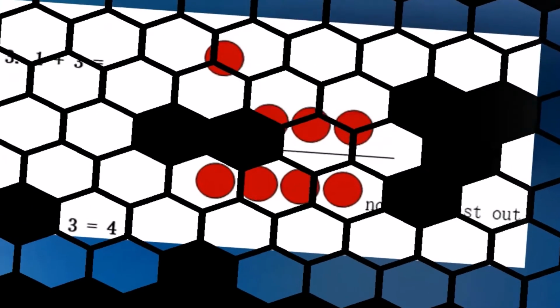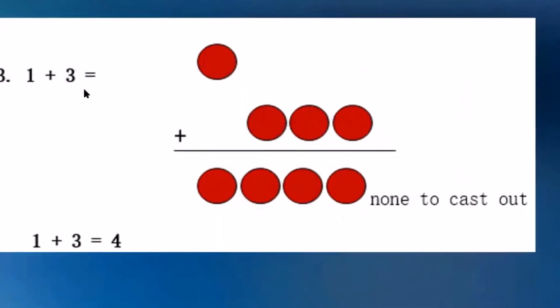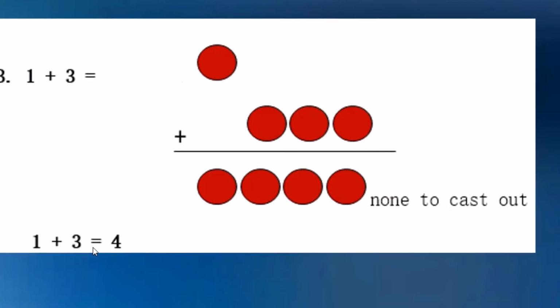The third example, 1 plus 3 is equal to 1 red chip and 3 red chips. So walang yellow chips, we just count all the chips. And we have 1, 2, 3, 4. Therefore, none to cast out. And 1 plus 3 is equal to 4. So parang regular lang tayo nag-a-add.